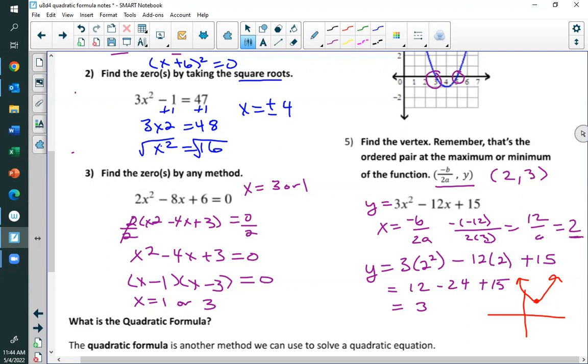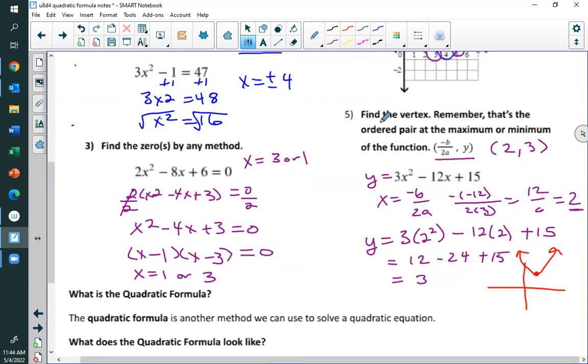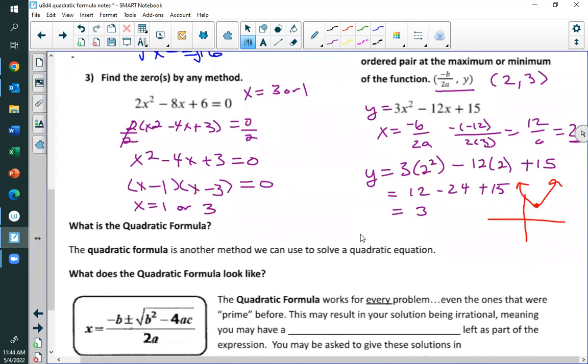Questions at all on any of those warm-up questions that we did? We had a double warm-up today because we did warm-up for SOL and then we did warm-up for quadratics.